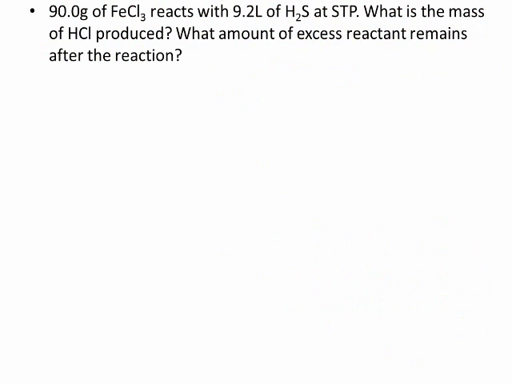Now let's try this problem here. It's a little different. We start with 90 grams of iron chloride and 9.2 liters of hydrogen sulfide. What mass of HCl is produced? Now, if you're given 2 reactants like this, that's a limiting reagent problem. Also, if they ask for excess, we're going to have to do a limiting reagent. We're also going to have to do the equation here, so you will be required to figure out the equation.